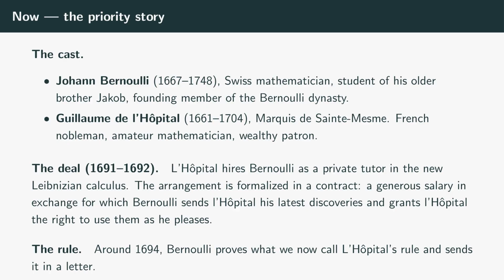In 1691, L'Hôpital and Bernoulli meet in Paris. L'Hôpital is hungry to learn the new calculus. Bernoulli is happy to teach for money. They strike a deal, a formal written contract which has survived.